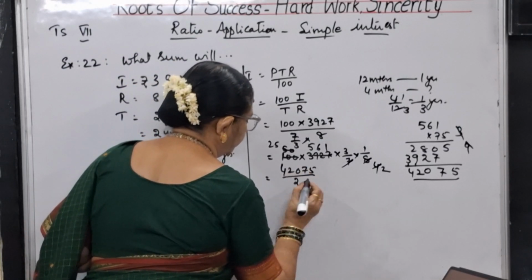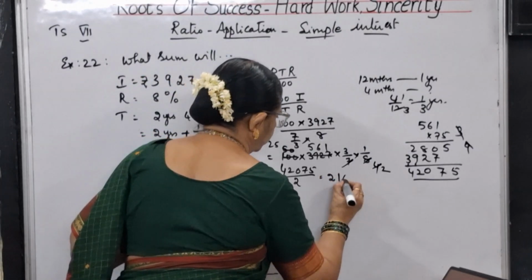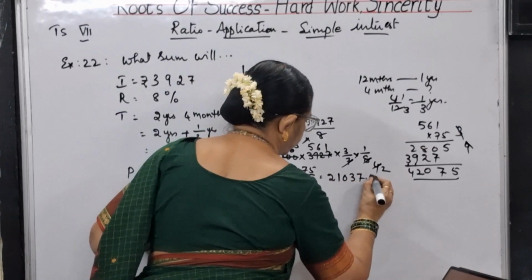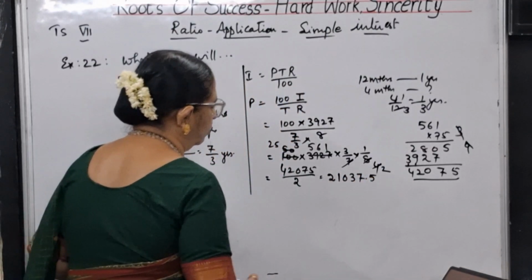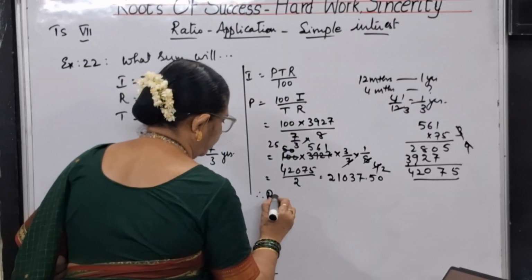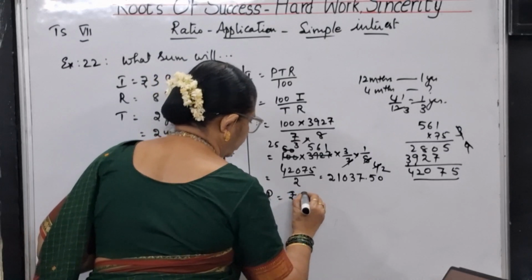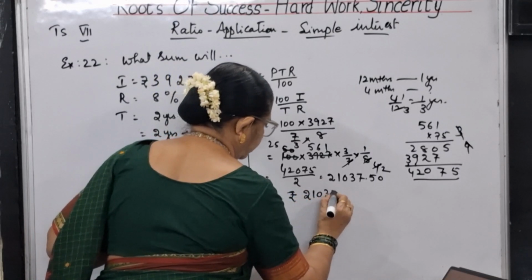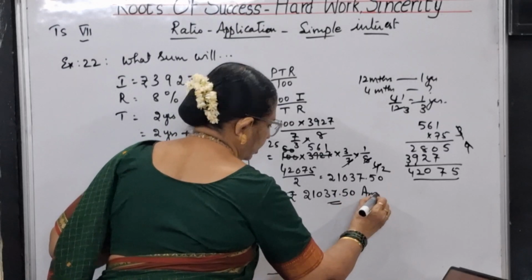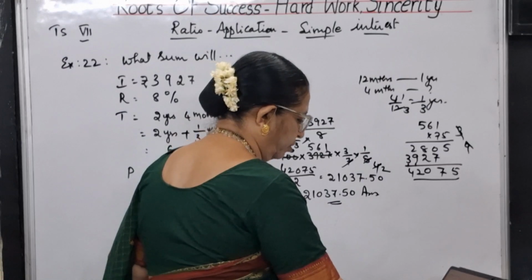So total you are getting 42075 by 2. That means 2 twos are 4, 2 ones are 2, 0, 2 threes are 6, 2 sevens are 14, 2 fives are 10. So 2103750. Therefore, P is equal to rupees 21037.50. This is the answer for this problem, children. Please copy it.